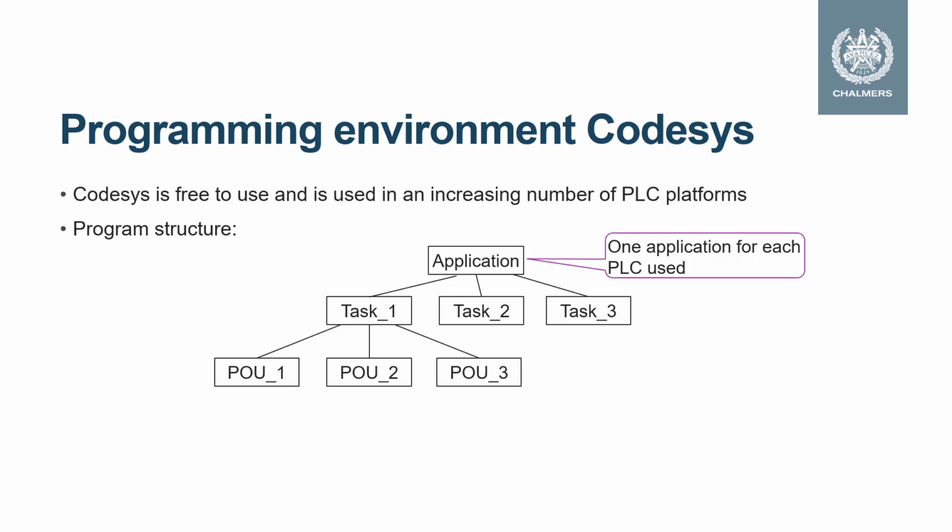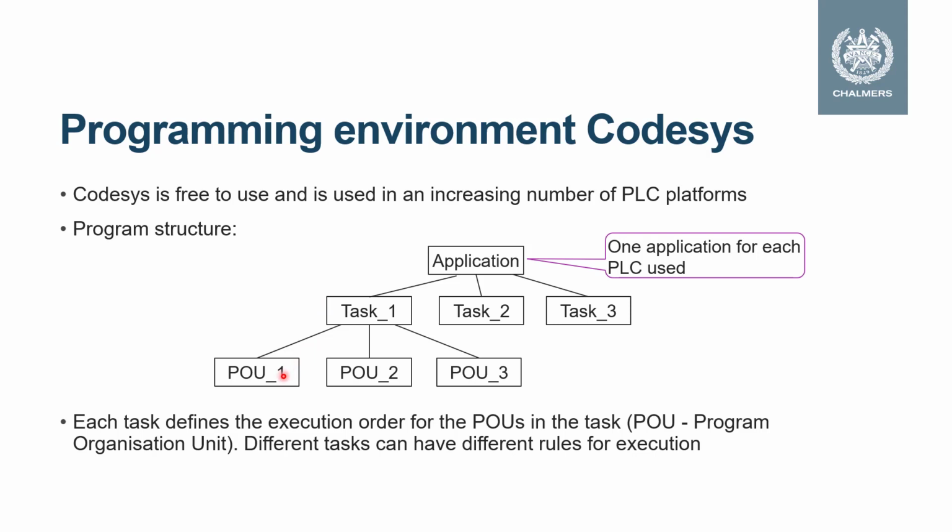And then we have different tasks. For each task, I have several POUs, Program Organization Units, subprograms. The task defines when those POUs should be run and in which order. I can have different tasks within my application. The main reason for having different tasks is that I can say that this will execute as quickly as possible, this will execute only once per second, and this will execute only when a certain signal is true, if I see the need for that. In the examples that I will show, I will only have one task.